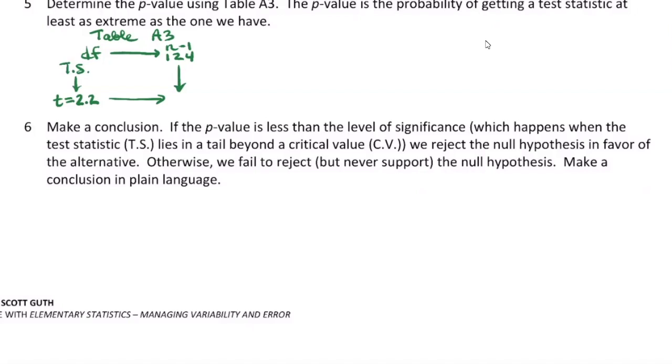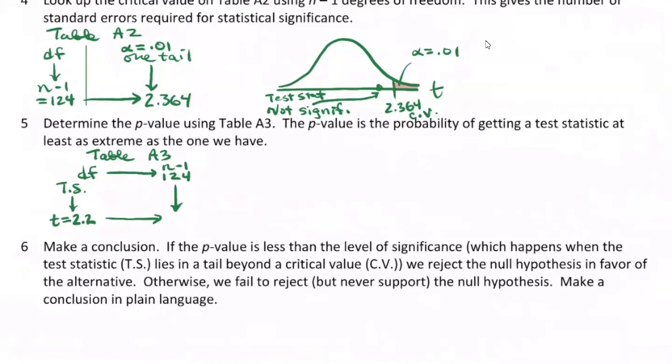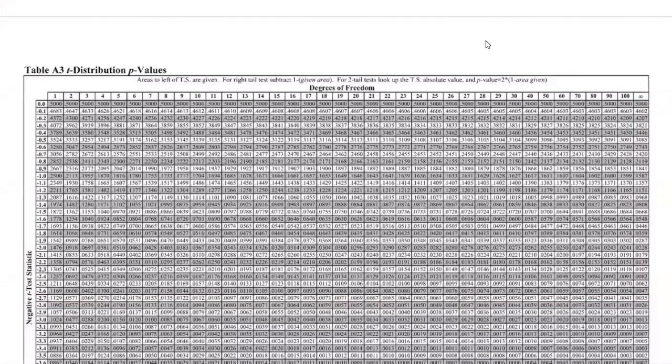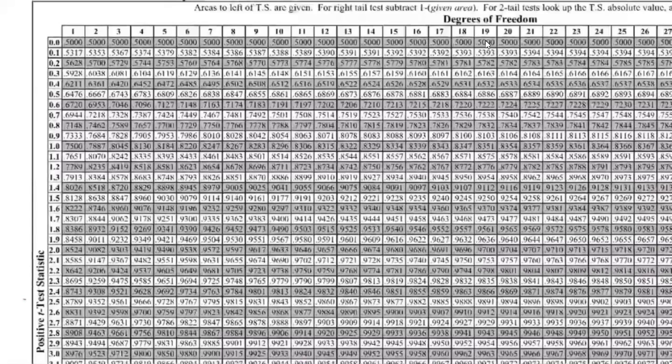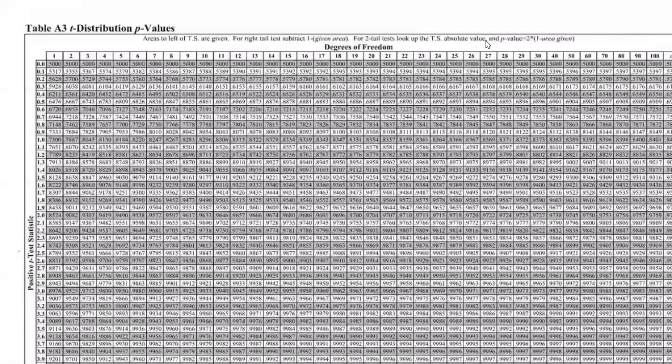Remember, these tables give areas to the left, and also remember, this one's a right tail test. Okay, so we're gonna have to tweak this a little. All right, area to the left, again, table A3, 2.2, 124 degrees of freedom. We're gonna go to the positive side. Okay, see the 2.2 down there. 100 degrees of freedom is the second to last number in the table. All right, here we go, 2.2 right there, and then all the way out to the end of the table.